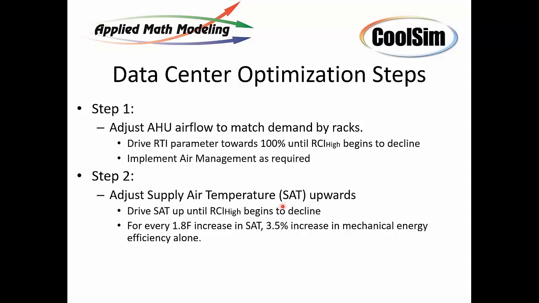You want to drive up supply air temp until you start to see RCI come down a bit, and you're going to get savings on that. This is, by the way, a rule of thumb that's in the literature. The conclusion is that for every 1.8 degree Fahrenheit increase in supply air temp, you get about a 3.5% increase in mechanical energy efficiency. Now, I'm going to hesitate right there because this is a rule of thumb, and I don't like rules of thumb, and it's linear, and I don't like things that are linear because, of course, CFD is highly nonlinear, and I live in a very nonlinear world.